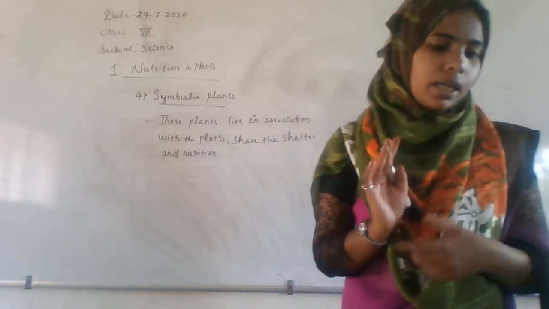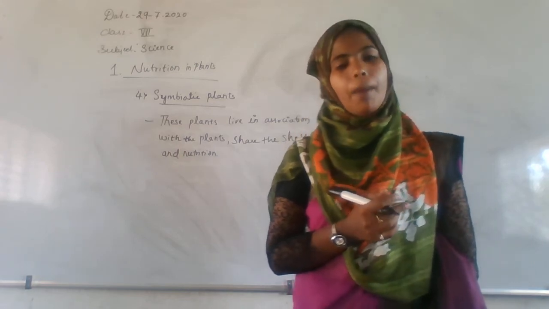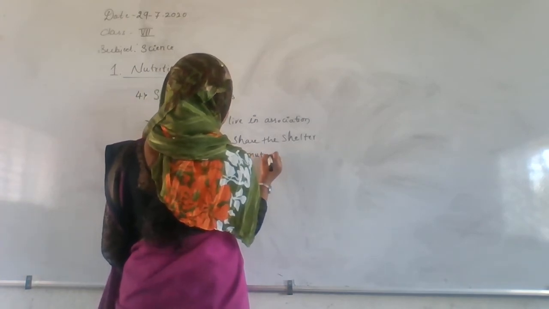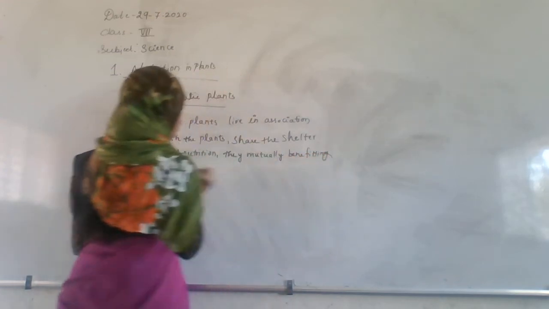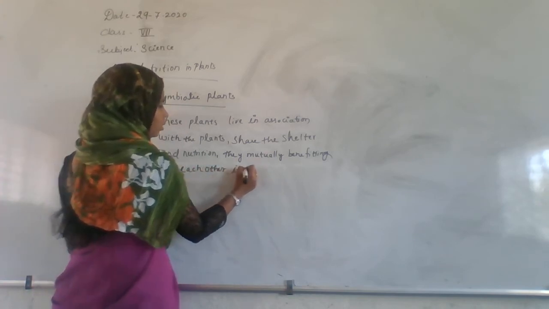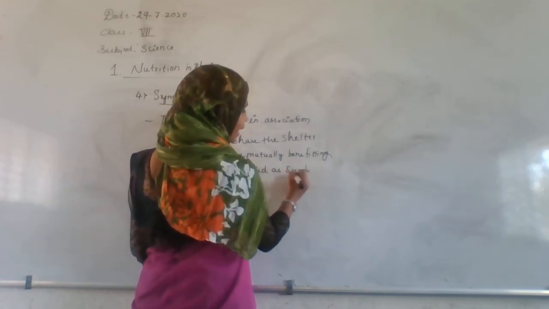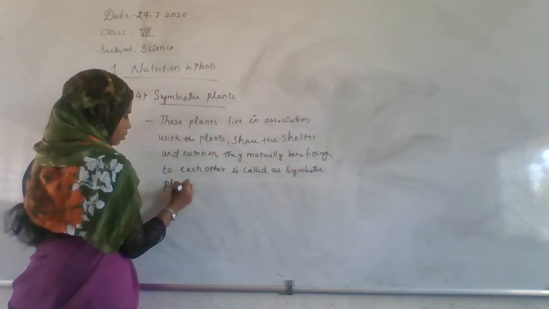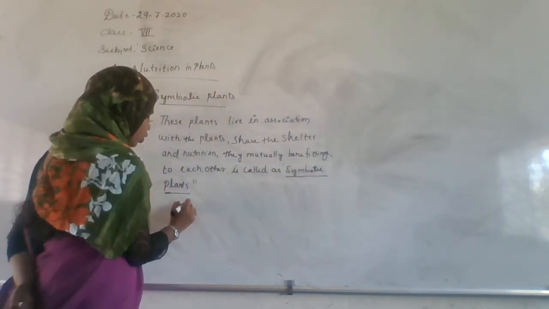Here they are mutually benefiting from each other, and they are called symbiotic plants. Here, in nutrition, they are mutually benefiting each other, and that is called symbiotic. Symbiotic means mutually benefiting. And an example is lichens.